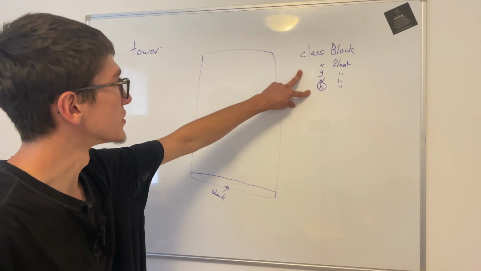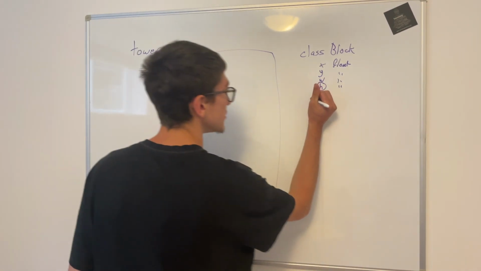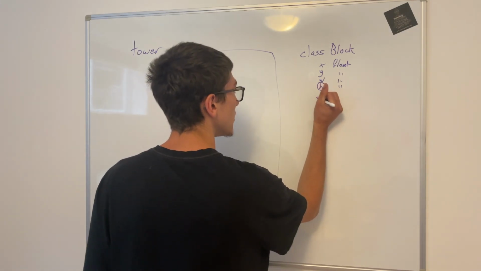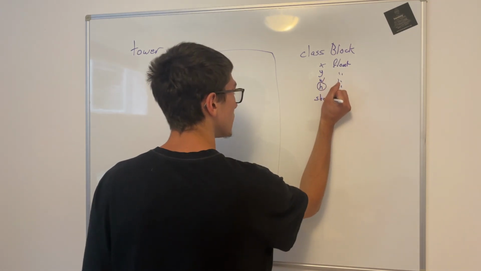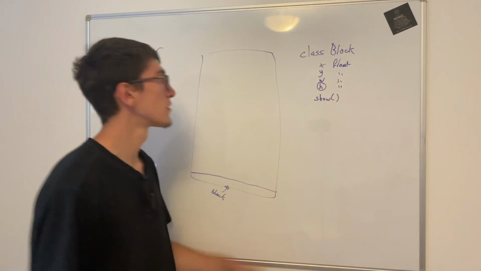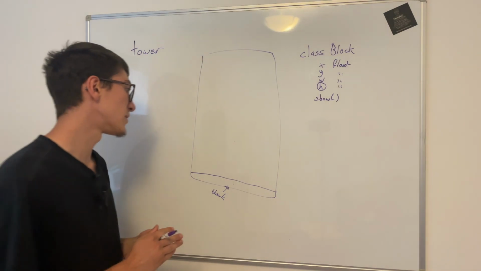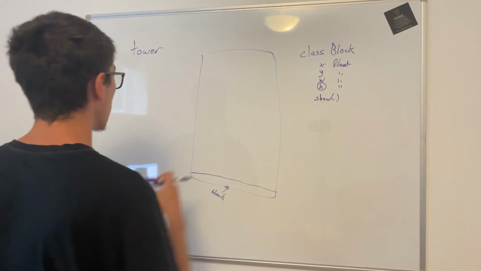What else does it need? Well, the block, that's pretty much it. We might want to have a show function inside of it, right? So show function inside of it just to draw it. What else could I have? For the moment, that's all I'm thinking about. So let's start with that.